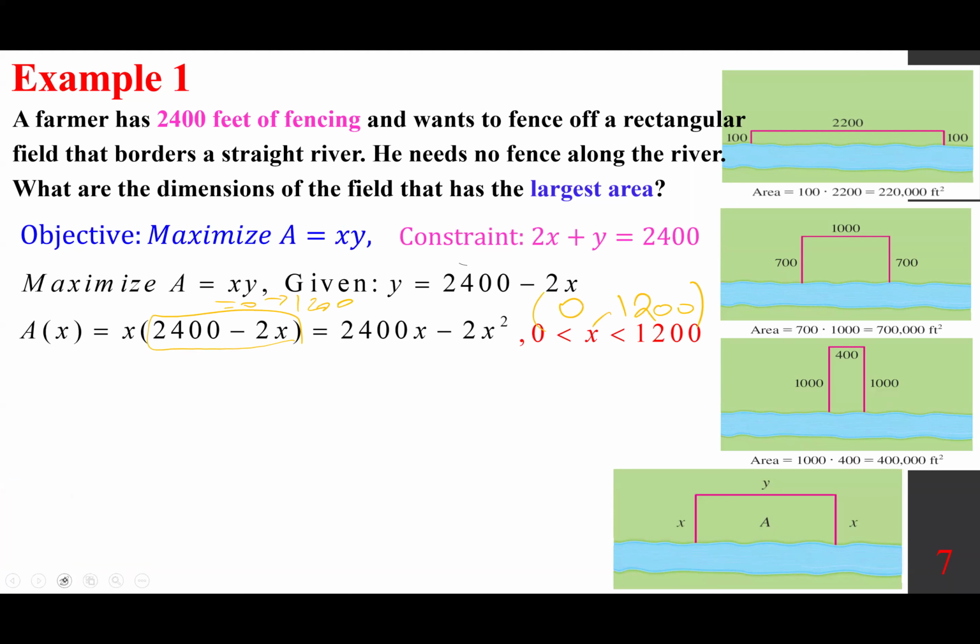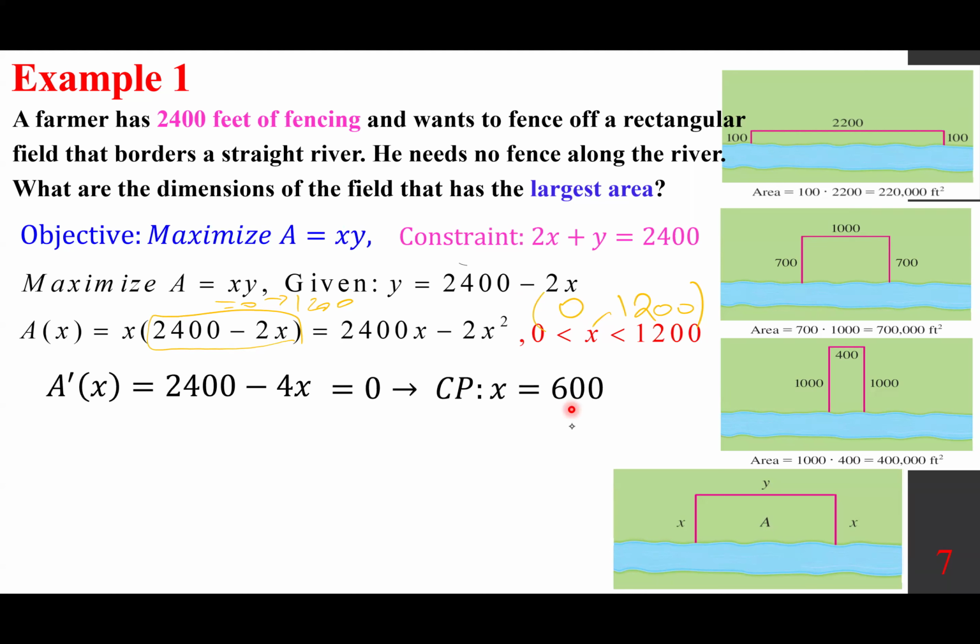So let's differentiate to find critical points. So here's A of x. We get A prime of x equals 2,400 minus 4x. To find the critical point, we set this equal to 0, and it becomes 600. So we have an open interval with one critical point. Whether we do the first or second derivative test makes no difference, but understand local becomes absolute. I'm going to go with the first derivative test as well as the second derivative test, just for practice. We're not going to do both for every question.